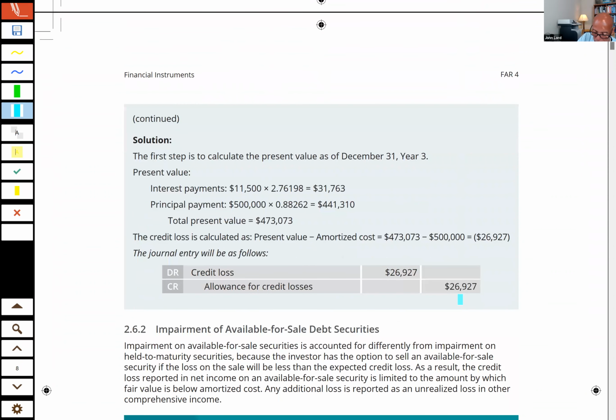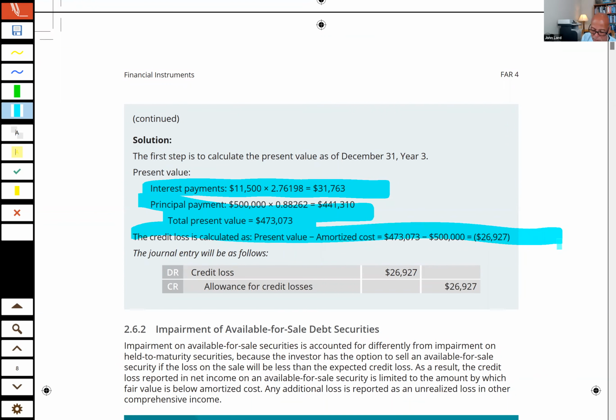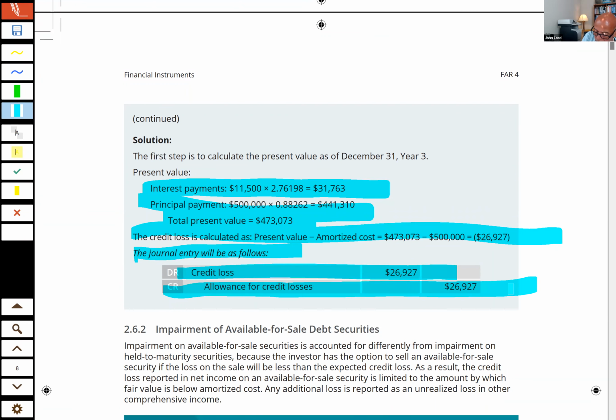Notice that they take those interest payments and say we're going to collect, on a present value basis, $31,763, and the principal on a present value basis is going to be $44,130. That's the total present value. We're currently carrying that at $500,000. So we have to report a credit loss on the impairment, and we set up an allowance, a contra asset against that investment. That credit loss is going to be reported on the income statement, because we're not going to collect the full present value of that bond.